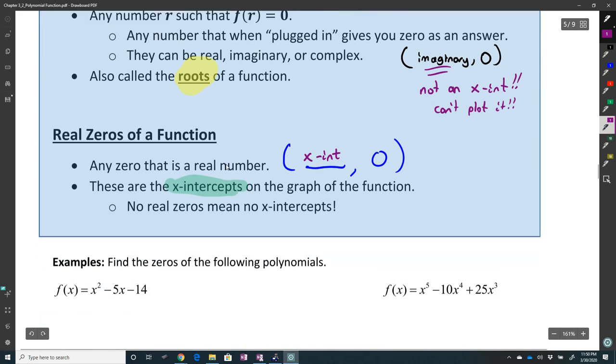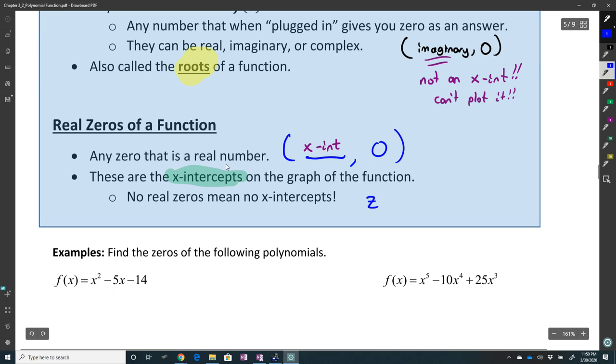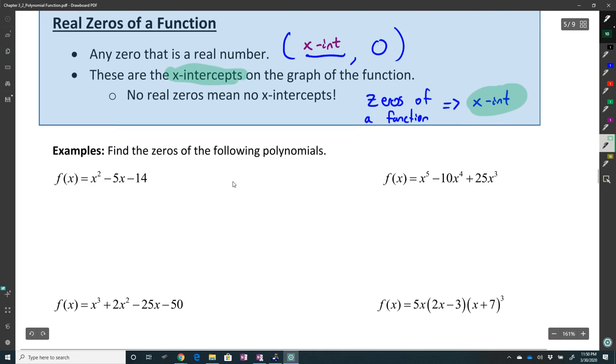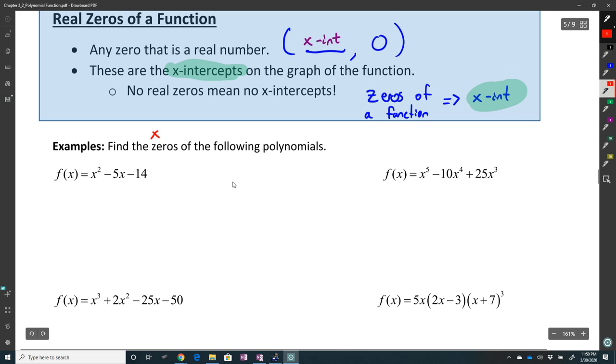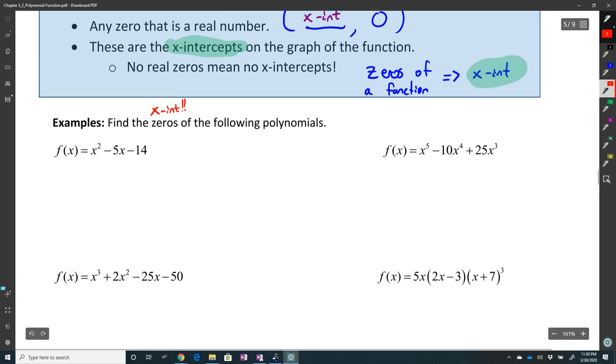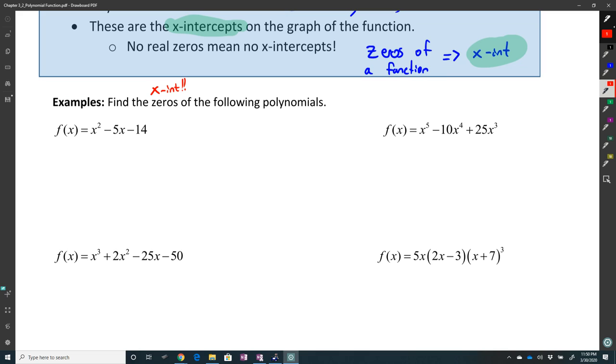All right, so anyway, in this class, when you see the word zeros, it'll be relatively safe to think x-intercepts. Cool? So for instance, these next questions, find the zeros of the following polynomials. What are they telling us to find? They're just saying, find the x-intercepts. And so for these, I guess all four are different, so I'm going to have to work all four of them out. But they want us to find the x-intercept, so let's start.